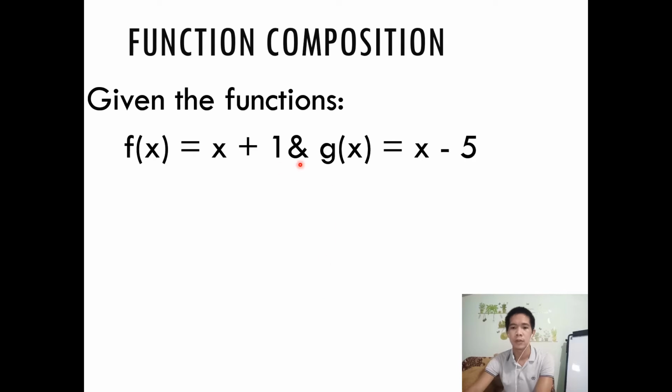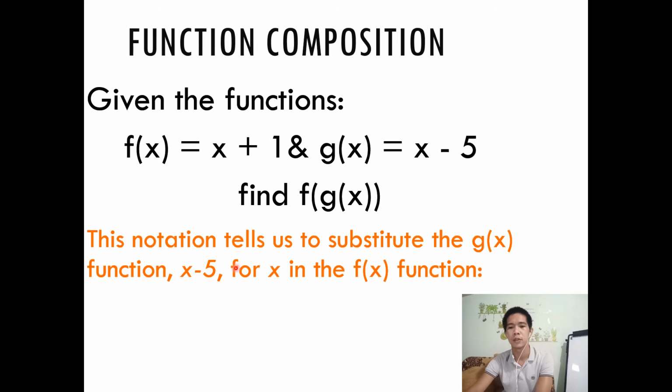Another one. Ito, parehas function. f of x as x plus 1, g of x as x minus 5. Find f of g of x. Ano ulit ang value ni g of x? Siya ay x minus 5. Ano ang gagawin natin kay x minus 5? Isa-substitute natin sa bawat variable ni f of x. Yun po yun. So, substitute x minus 5 sa lahat ng variable ni f of x.